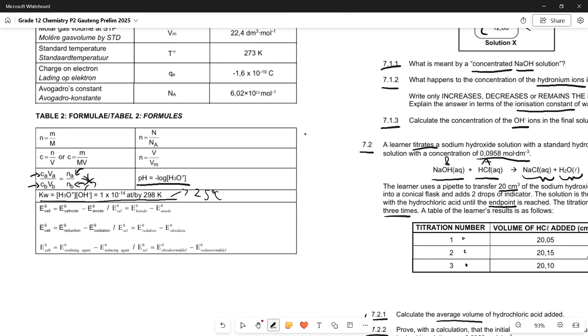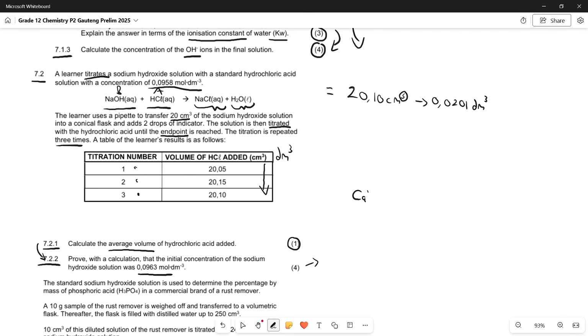We'll see why this formula is very nice, but let's write it and see what we can sub in: Ca multiplied by Va over Cb multiplied by Vb equals Na over Nb. We're trying to calculate the initial concentration of the sodium hydroxide, our base, which means that our Cb is what we do not know. So we do know the volume of the base, so let's look for it. The learner uses a pipette to transfer 20 centimeters cubed of the sodium hydroxide solution. So we have a 20 over here.